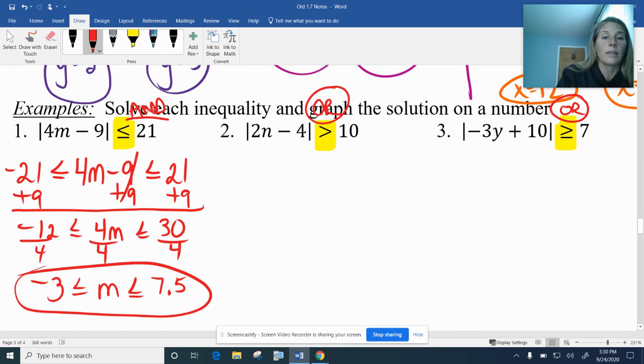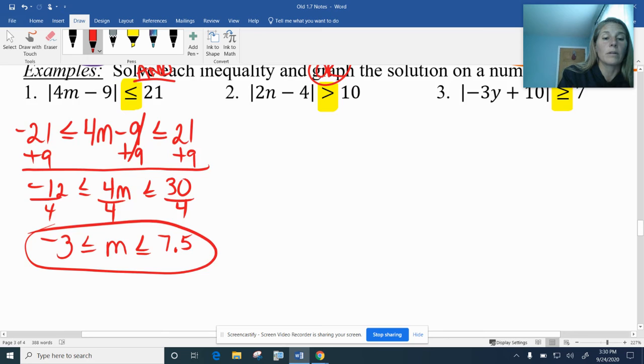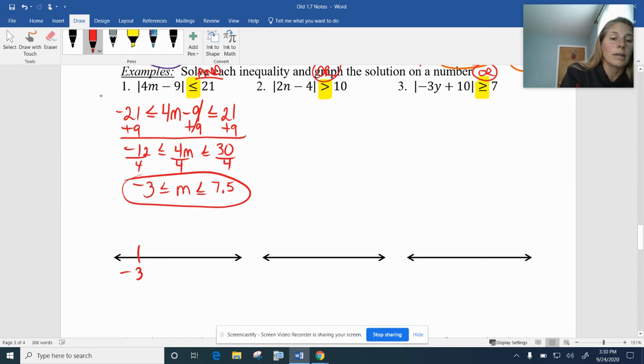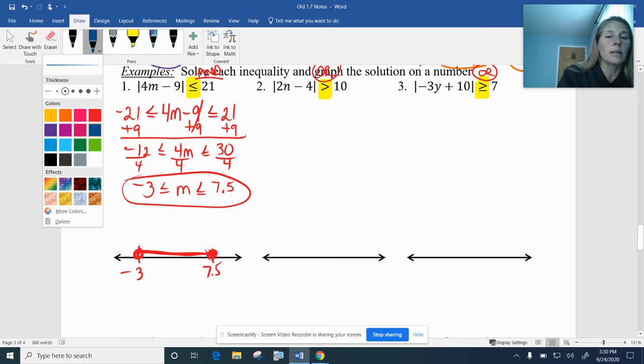And I think there's a number line down here that we can graph that on. Good. So again, negative 3, this would be a closed circle. 7.5, another closed circle, and shading in the middle. All right, let's take a look at number 2.